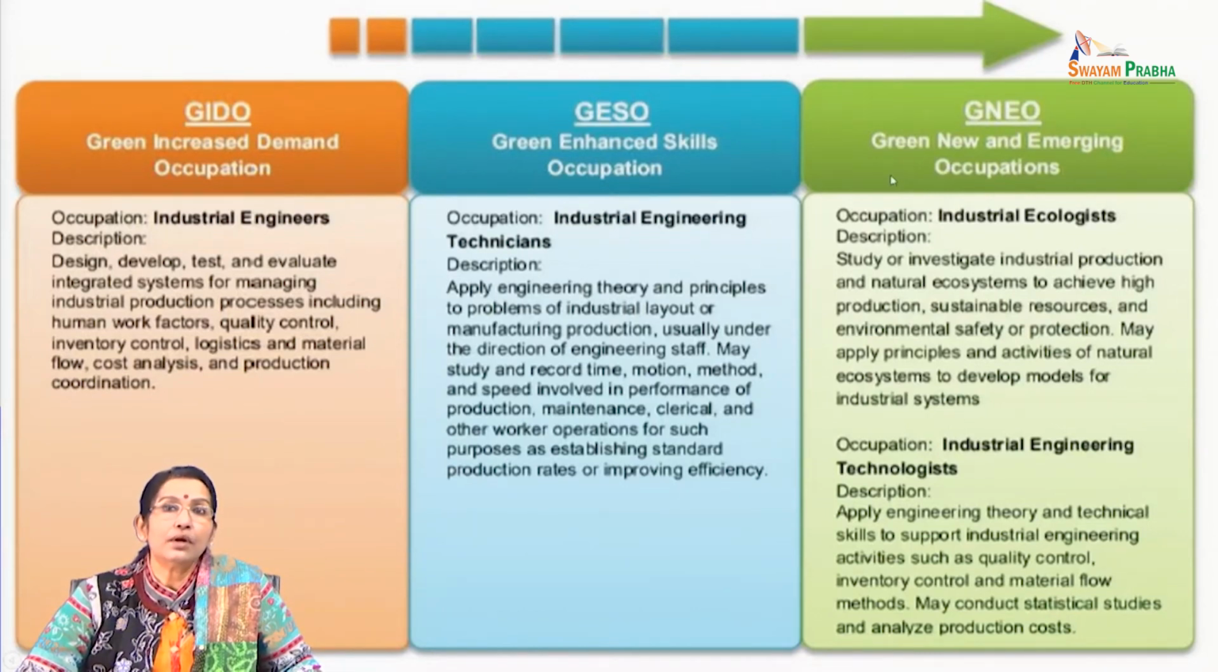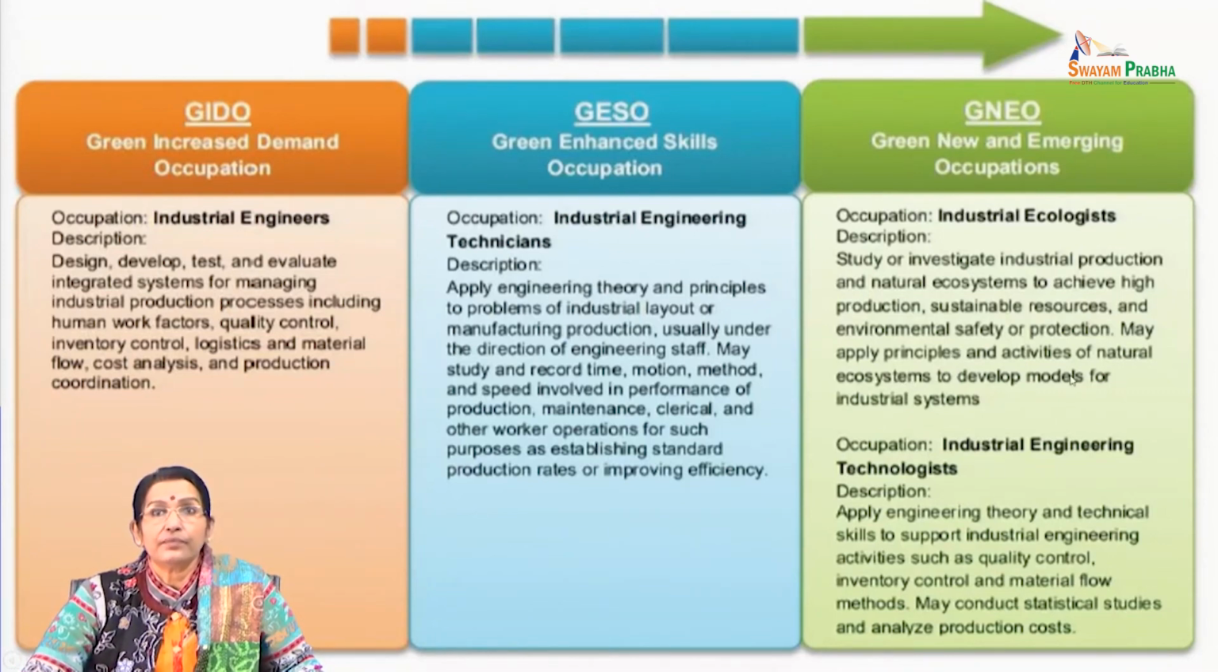Now, creating the new and emerging jobs. For example, a new job can be industrial ecologist. The description is to study or investigate the effect of industrial production on the natural ecosystem to achieve high production, sustainable resources and environmental safety and protection. They may apply the principles and activities of the natural ecosystem to develop models for industrial systems. That is developing new models and applications, and another occupation is industrial engineering technologist.